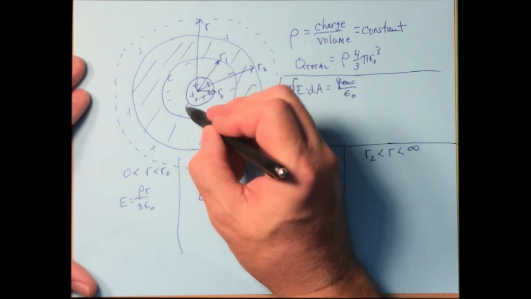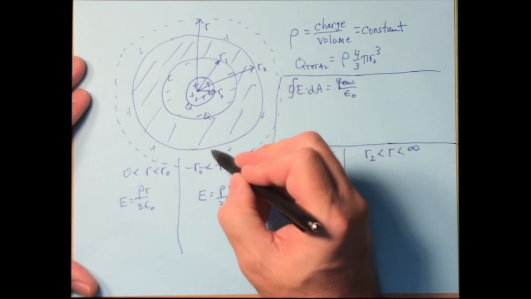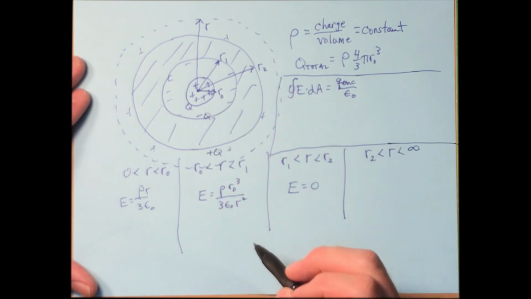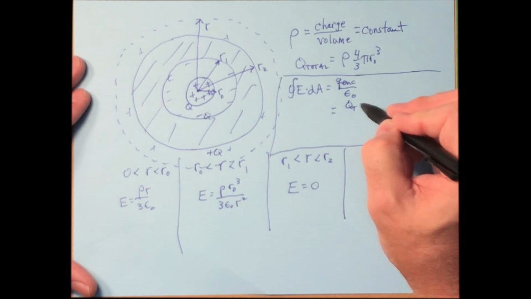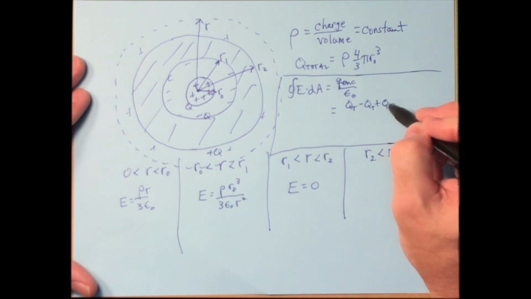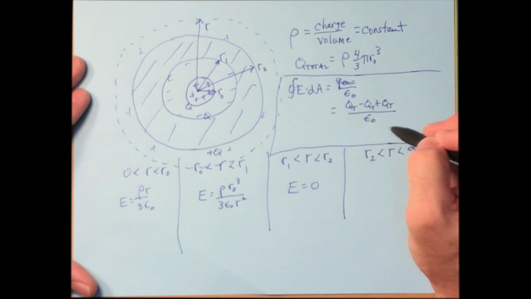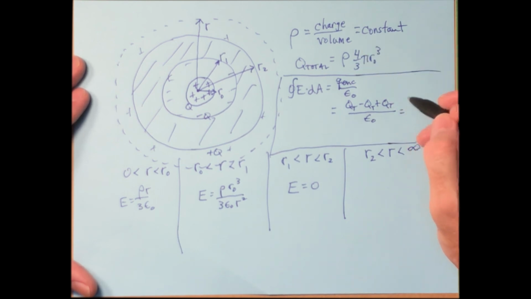We've got Q total minus Q total and then plus Q total. So what have we got? We've got Q total minus Q total plus Q total divided by epsilon naught. And this is what Q total is. So what does that amount to? That amounts to rho 4 pi r naught cubed divided by epsilon naught.